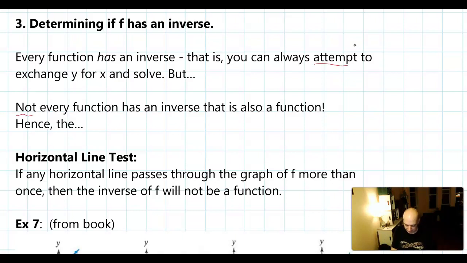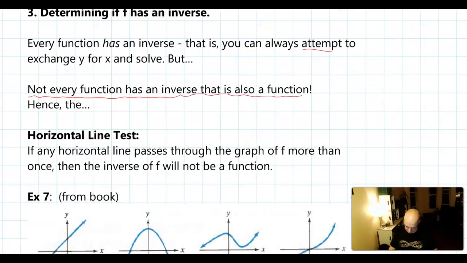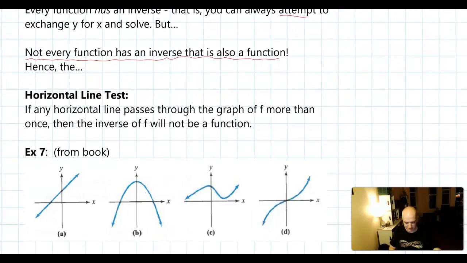But not every function has an inverse that is also a function, or that is well behaved or works the way we expect it to. And it is, of course, nice to know when that is going to happen. Like most of the examples in the last video had nice inverses that we were able to solve for. And that brings us to something called the horizontal line test.